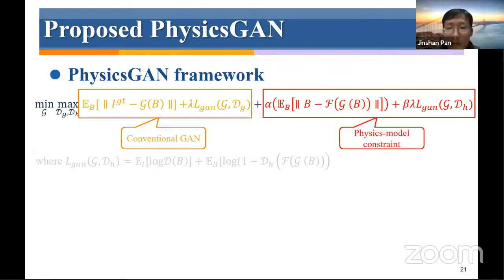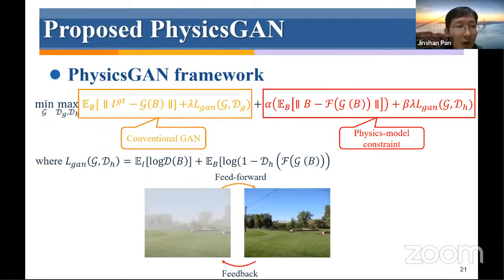The second part denotes the constraint from the degradation process. And this equation also demonstrates that we do not only require the generated image to satisfy the degradation model, but also require that the regenerated image has similar distributions to the degraded input.